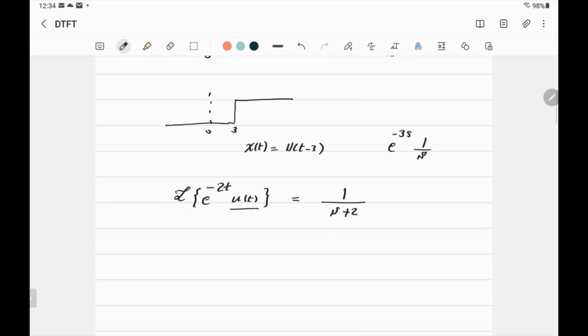Remember, all the functions we are dealing with are unilateral, which means they start from 0. There is also the Laplace from minus infinity to infinity, but we are focusing in this course on this simple one, from 0 to infinity.